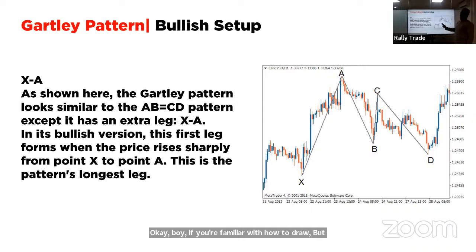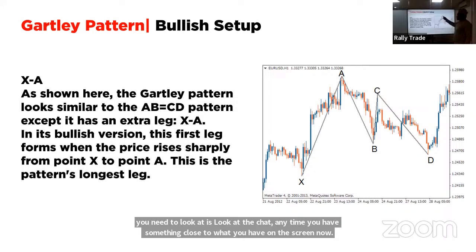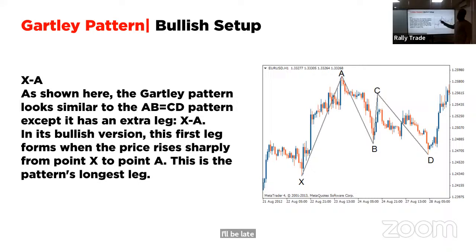Anytime you have something close to what you have on the screen now, you have a very long leg from X to A. That means it's an uptrend. Price has been moving up. Then suddenly you have a downfall, then you have a C. Now the C level should not be as high as the A level. That's the first condition. The B level should not be as low as the X level. That's the second condition. The third condition is that you also have a D level, but this D level is now lower than B, but still not as low as X.